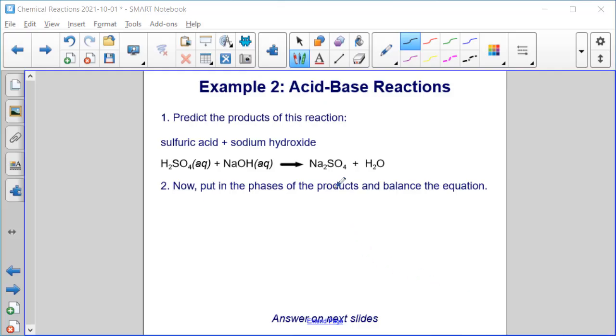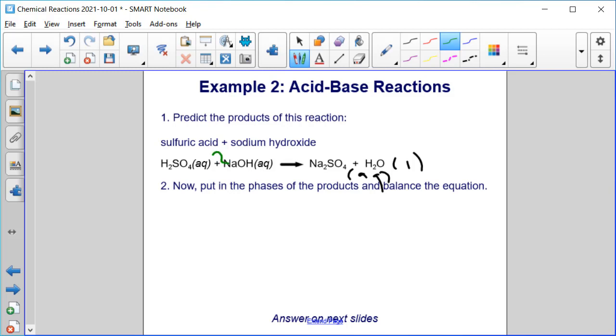All right, so we can see our products here, Na2SO4 plus water, match what we predicted on the previous slide. Now let's put in the phases of the products and balance. Na2SO4, remember any group 1 metal is soluble, so this is going to be aqueous. And water is going to be a liquid. And then we need to balance. On the left, we only have 1 sodium, and on the right, we have 2. So we're going to need to take care of that. We need 2 sodiums.